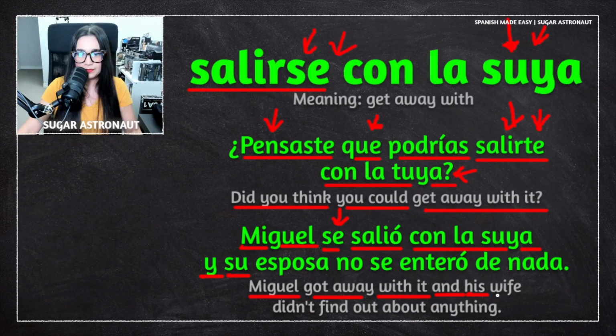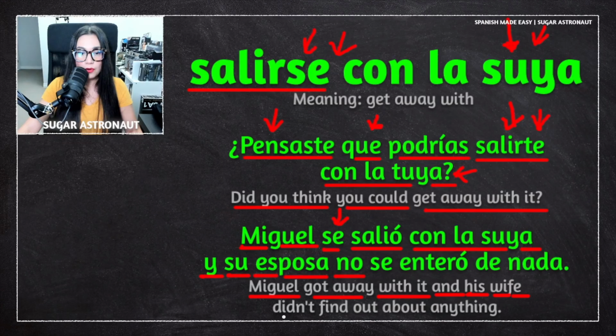Esposa means wife. La esposa, the wife. Esposo with an O at the end means husband. So that's an easy change to talk about either a wife or a husband. In this situation, we are saying wife. So esposa, wife.